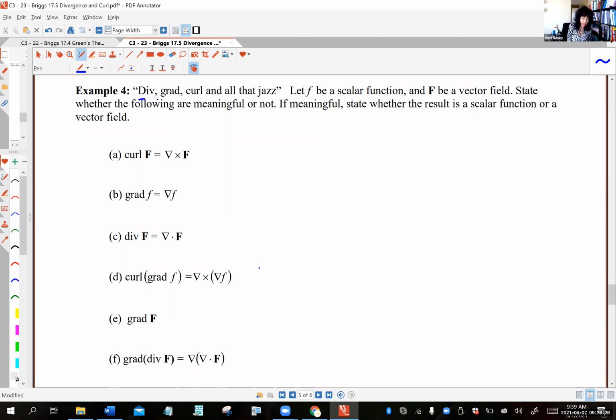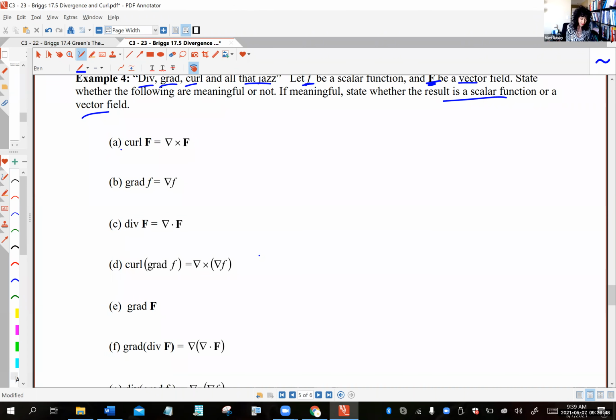Now, let's look at div, that's divergence, grad, short for gradient, curl, and all that jazz. Let f be a scalar function and uppercase F be a vector field. State whether the following are meaningful or not, and if they are meaningful, say if it's going to be a scalar function or a vector field. Let's do these one by one.